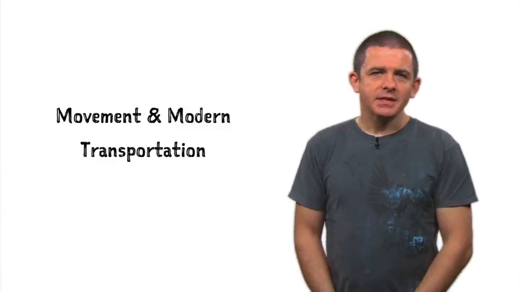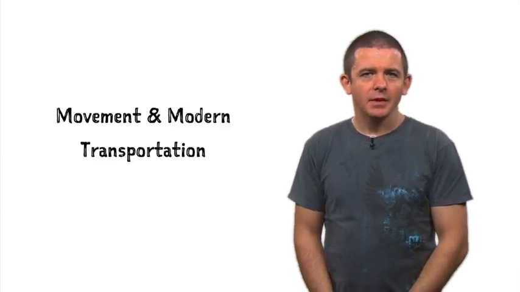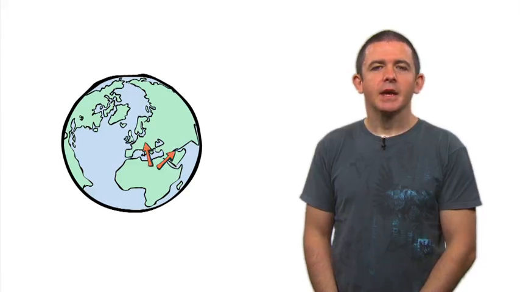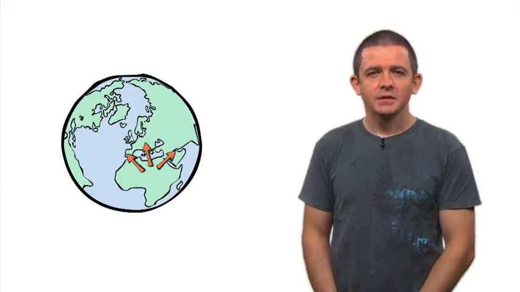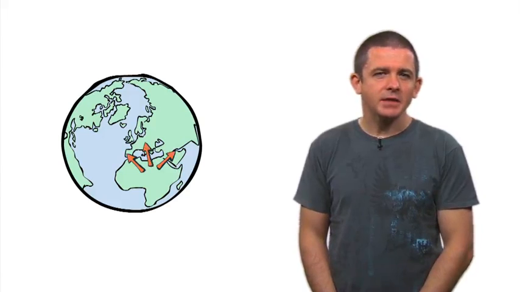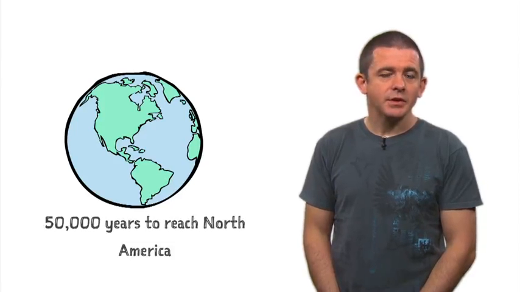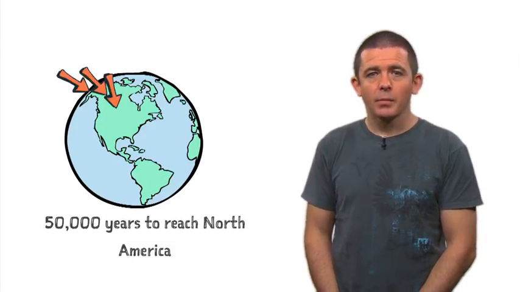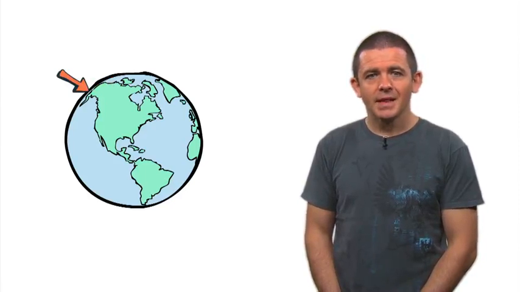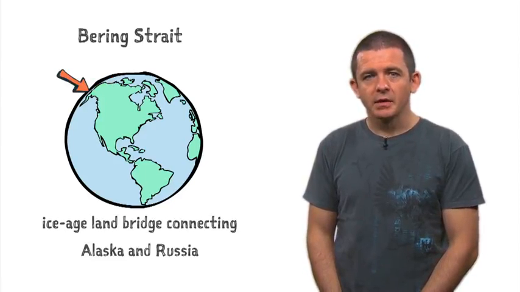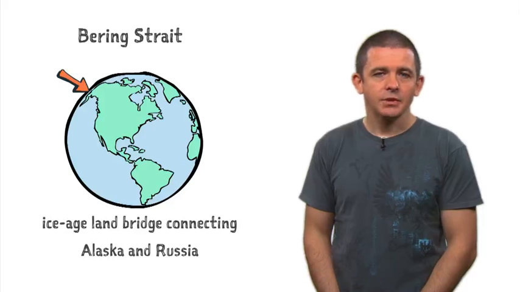In today's lecture, let's think about how diseases get around and the role of modern transport. Infectious diseases move as quickly as we do. When humans migrated out of Africa some 70,000 years ago, it was at the sedate pace of roughly 10 miles or 16 kilometers a year. Back then, it took about 50,000 years to reach North America and required the cooperation of an ice age forming the land bridge across the Bering Strait between what is now Alaska and Russia.